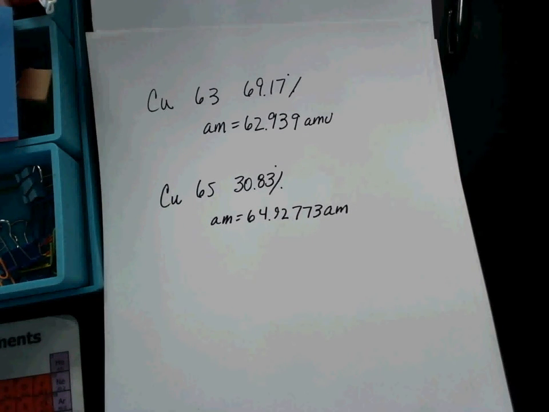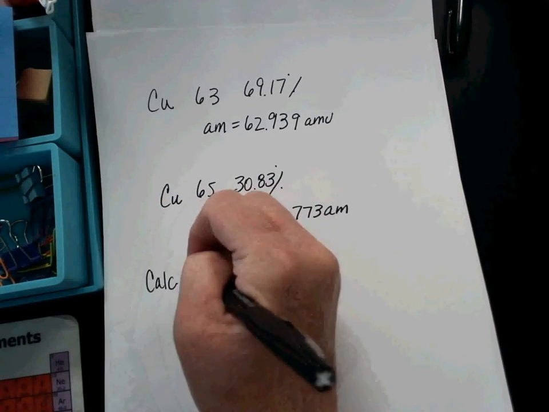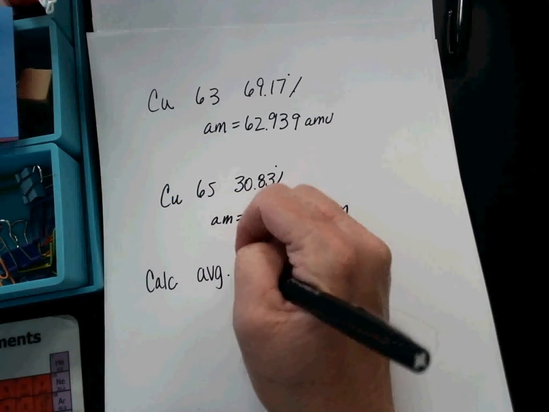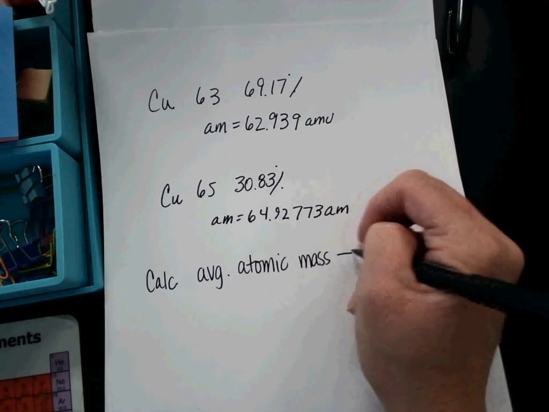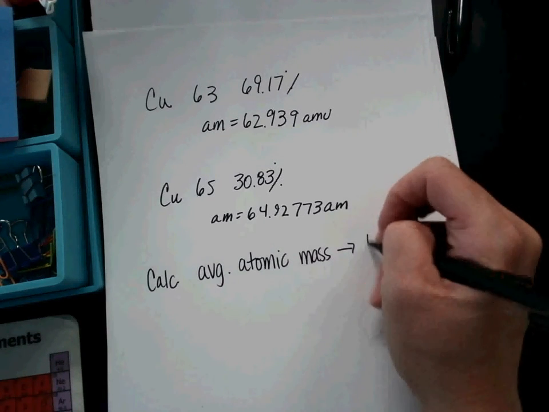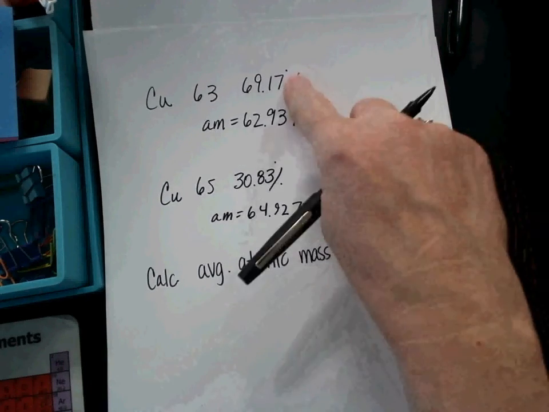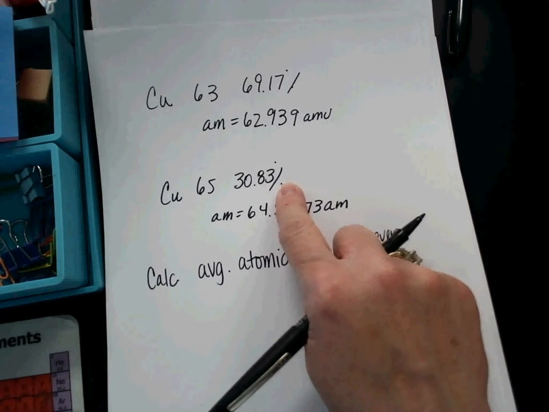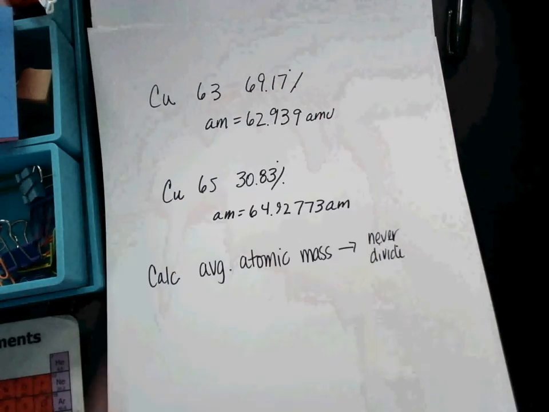So I just kind of copied down the really important information. First of all, let me tell you this. When you are calculating average atomic mass, whenever people hear that word average, they want to divide. You want to go, oh, I have two of them, I'm going to divide by 2. You don't ever divide. This percent takes care of that for you.